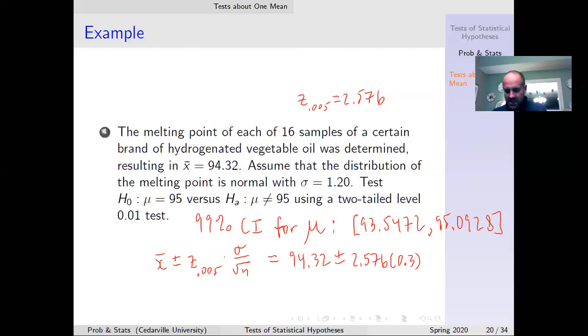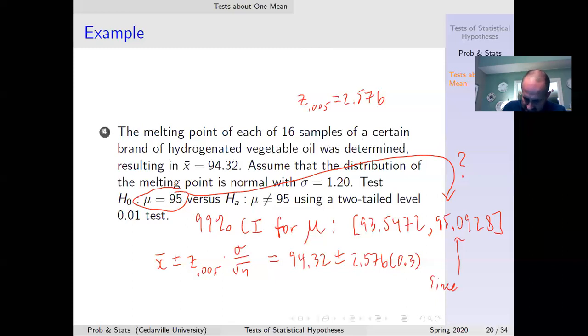95.0928. And so that's a 99% confidence interval for the population mean. Now let me ask you, does mu equal to 95 belong to that interval? Is it in there? Yes, it is. So that means I do not reject, right? So since 95 is in here, we do not reject.